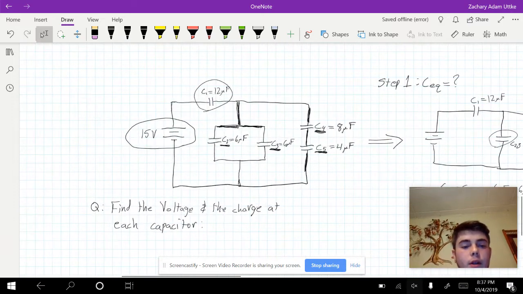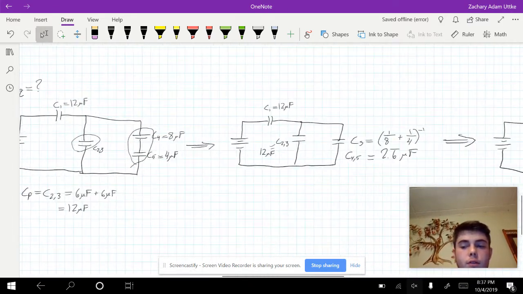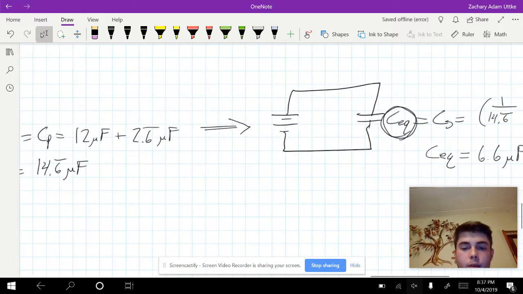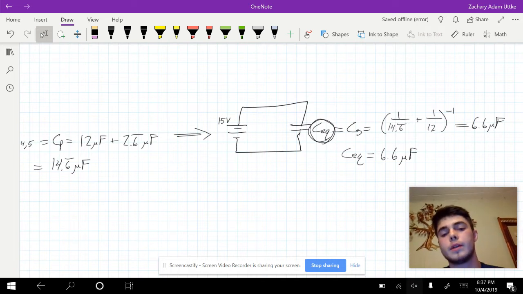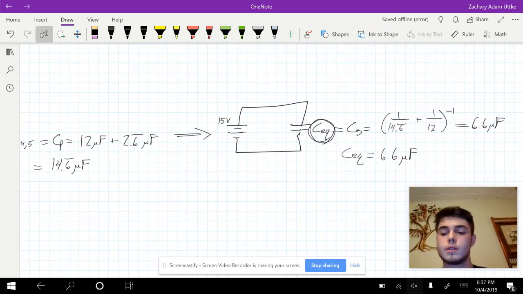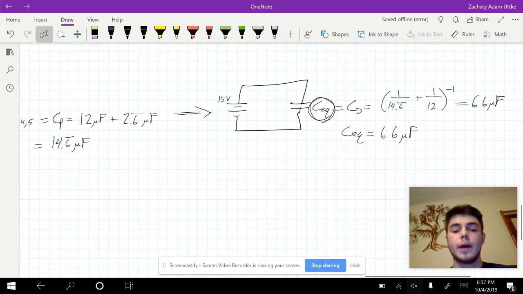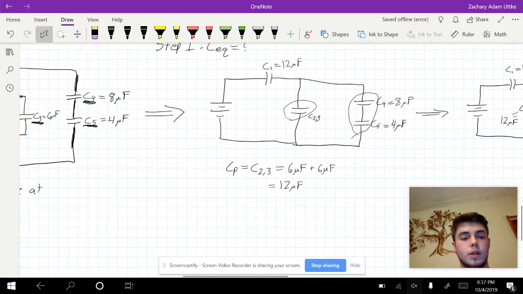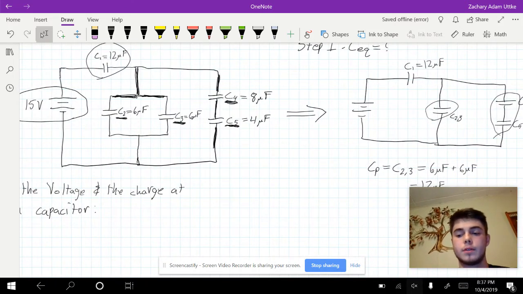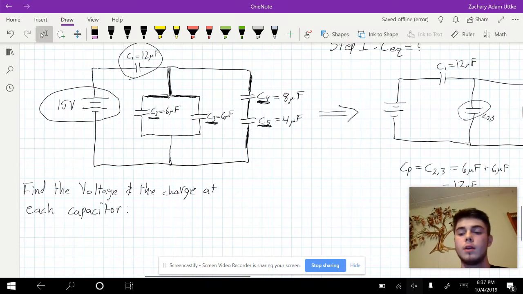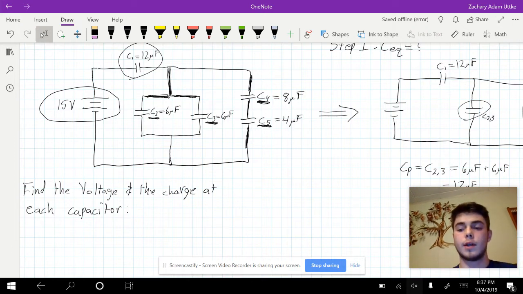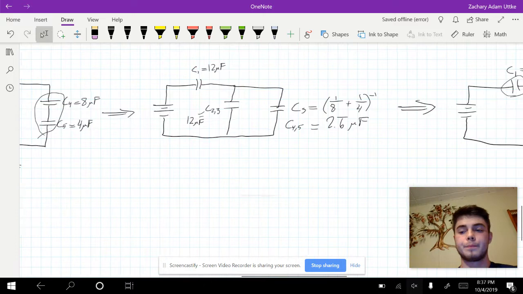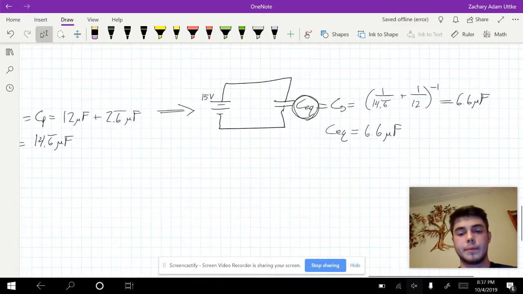And back to where we started, we know the battery is 15 volts. So let's fill that in. 15 volts. Okay, and now this part is pretty easy. It's just adding capacitors together in series and parallel. But now to find the voltage at each of these capacitors and the charge at each of these, we have to work backwards. So step one was finding CEQ. So we go from this big circuit right here to just a small circuit. And then we have to start at that small circuit and work backwards.